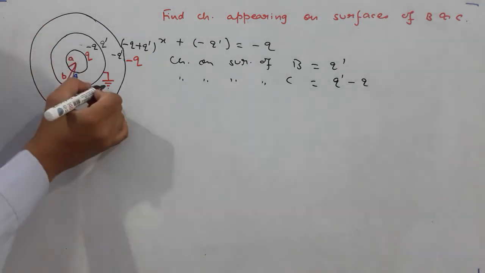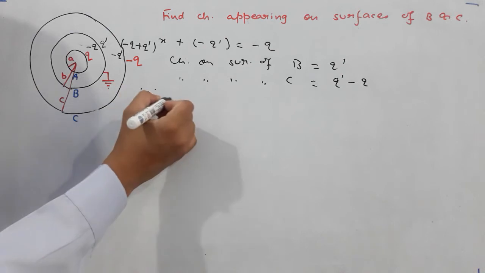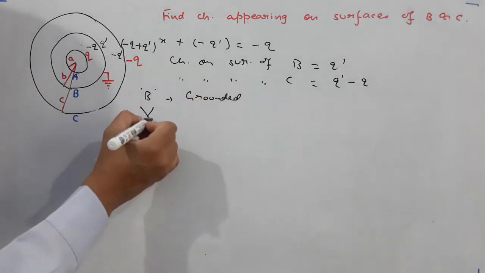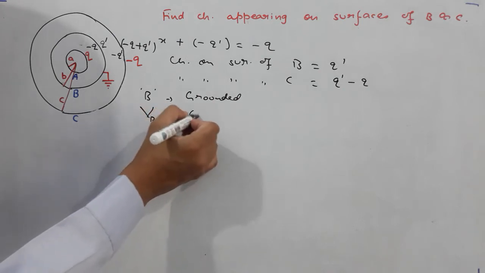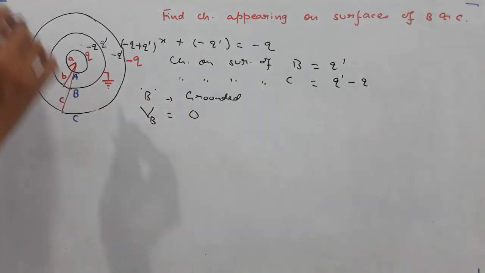For that we will take help of the fact that since the cell B is grounded, therefore its potential must be 0. The total potential on the surface of cell B must be equal to 0. Now how do we find potential? Now before I discuss this, let me tell you one more thing.